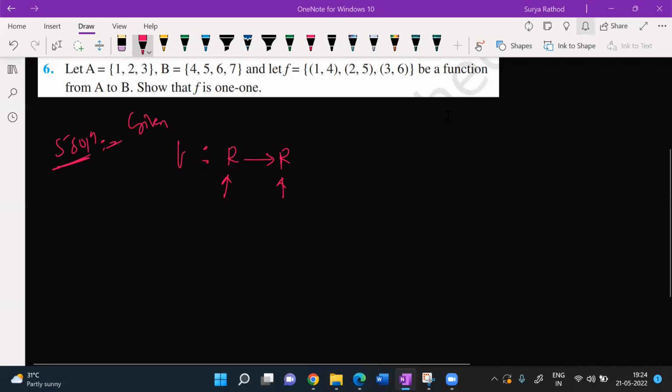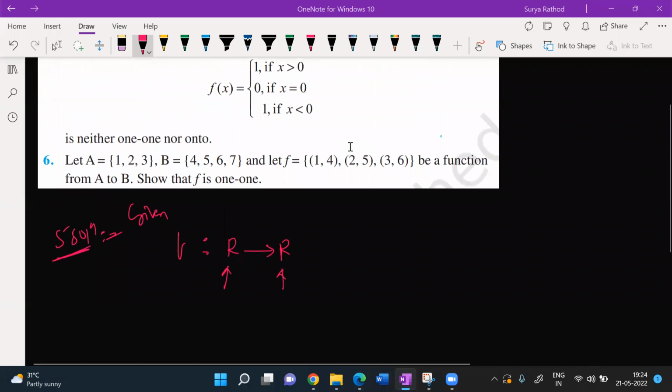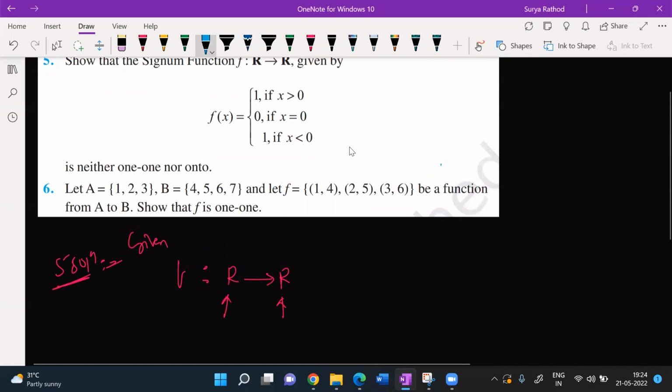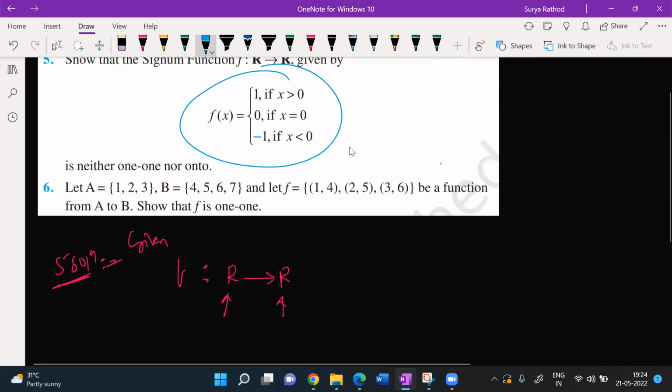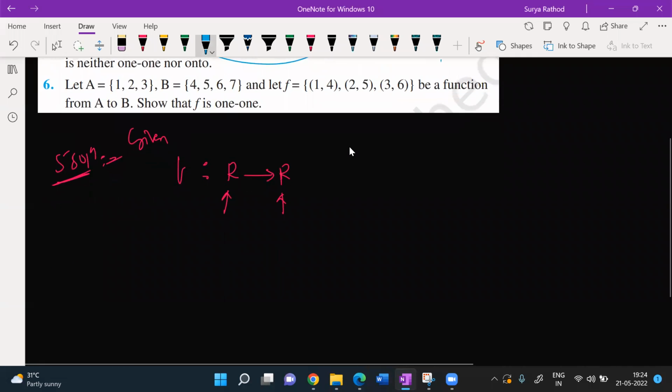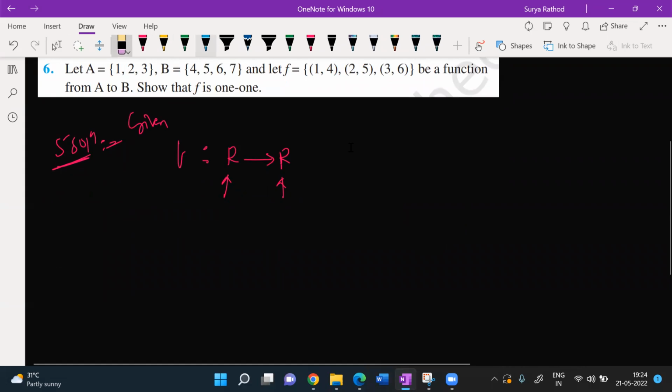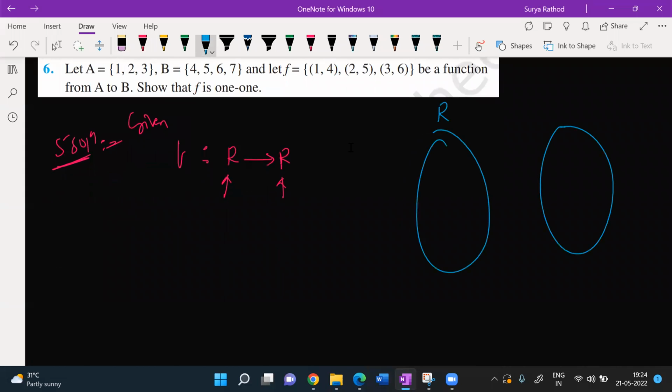Yes, children, I just stopped in between, I forgot. Yes, this is what is given, beta. Function is mapping from R to R. We have to show this is neither one-one nor onto. What is the function given? Signum function. All right. So first of all, let me take one second and draw the diagram. Function is mapping from where to where? Real number to real number.